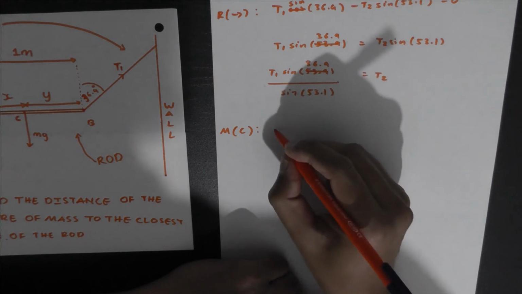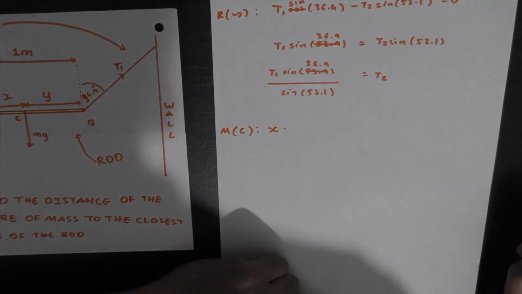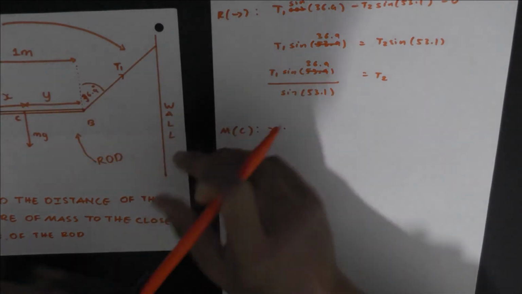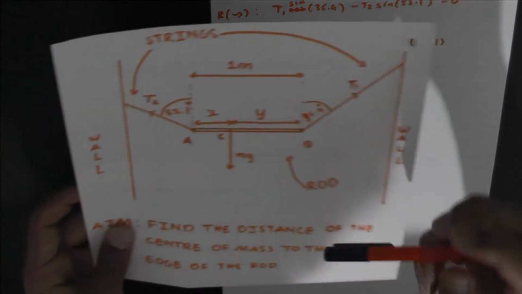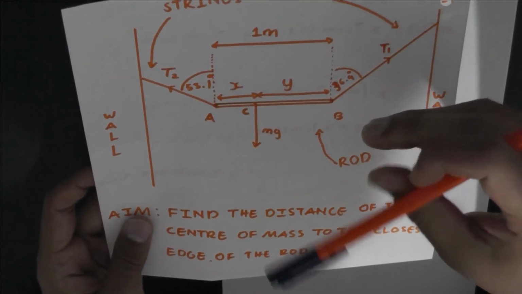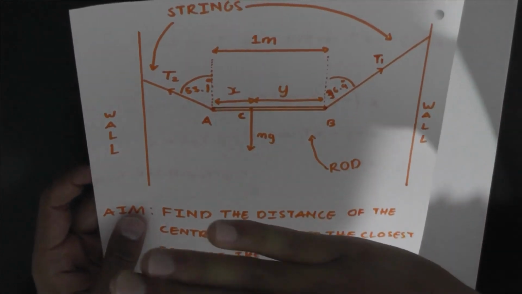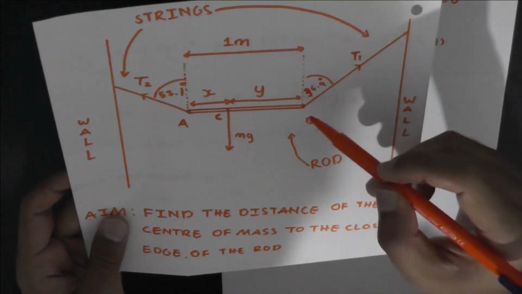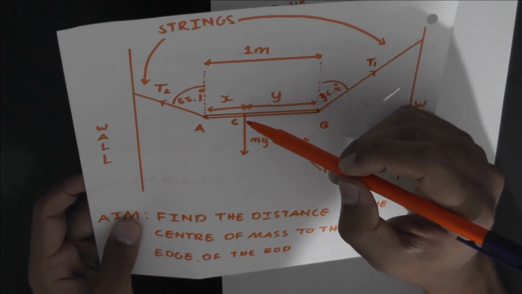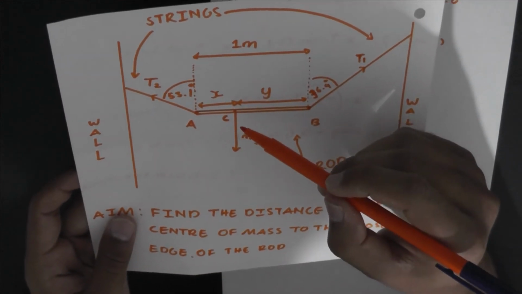Yeah, that's going to be x times, so with moments we only consider forces that are perpendicular to the thing that's turning. So the rod is the thing that's turning, so forces perpendicular to that are the weight, but because the weight is acting at the center point, we don't have to worry about that.